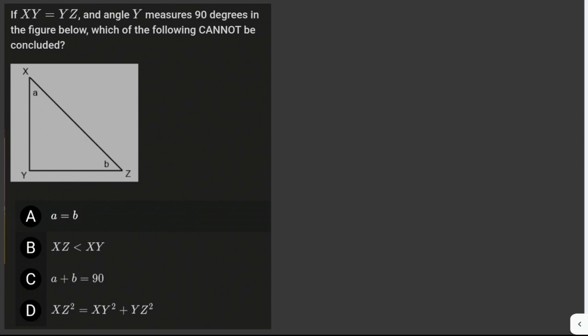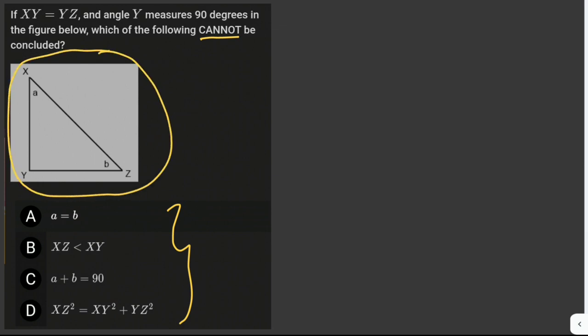If xy equals yz and angle y measures 90 degrees in the figure below, which of the following cannot be concluded? So we have 4 choices here, and we need to choose the one that cannot be concluded here, that isn't related to whatever we have in this given figure.